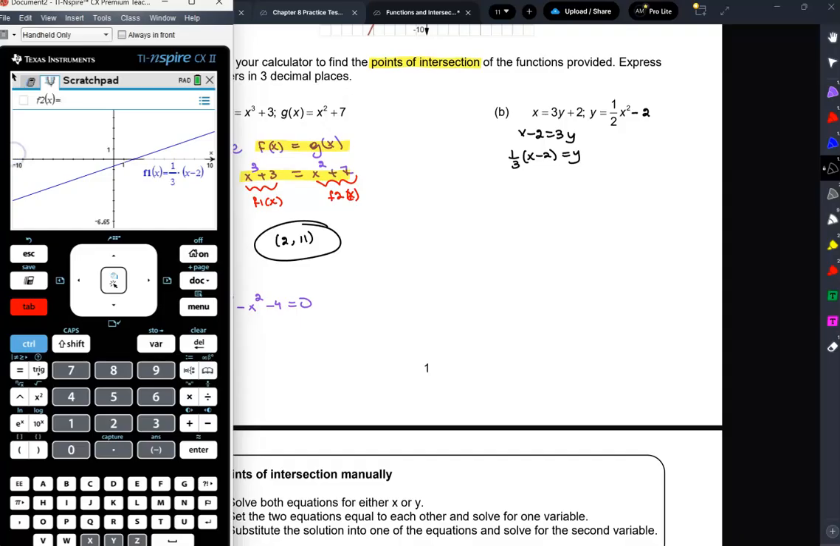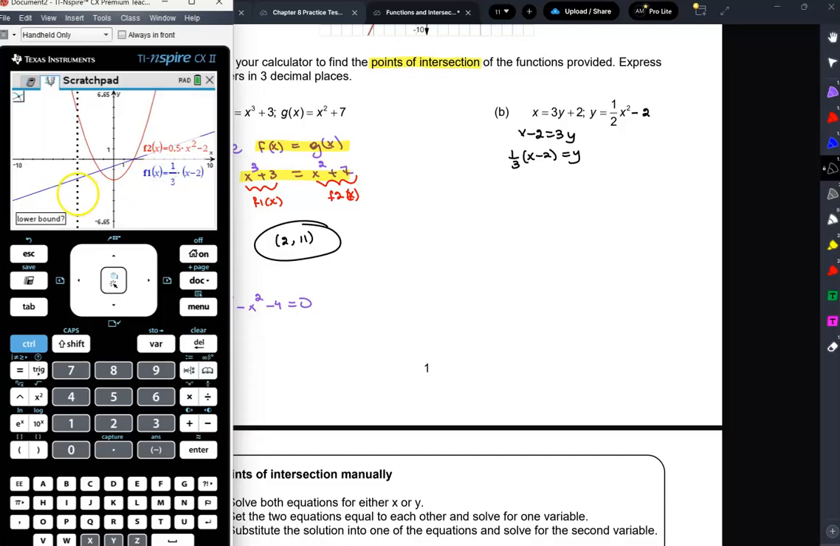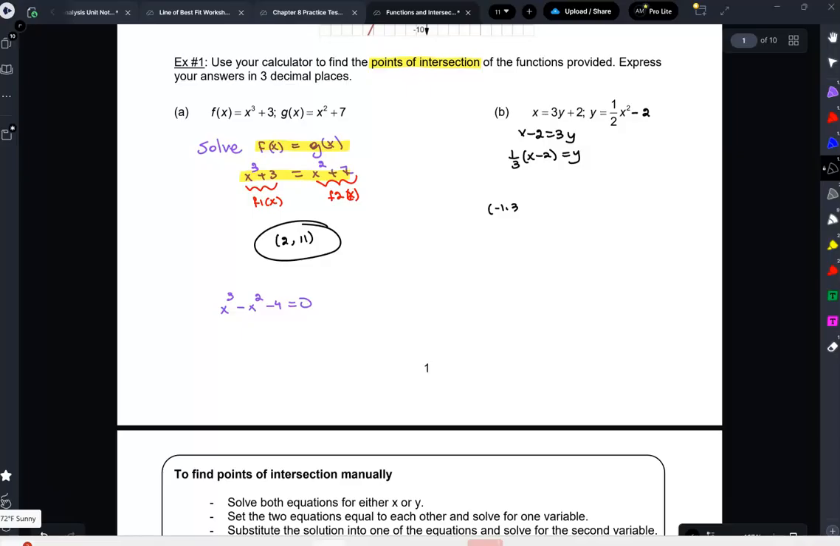And then for the next one, I want to do half x squared minus 2. Do you see how there are 2 points now? So we do menu, analyze graph, intersection. So one of them is this, up to 3 decimal places: -1.333, -1.111, and then there's also the other one that you can find on your own.